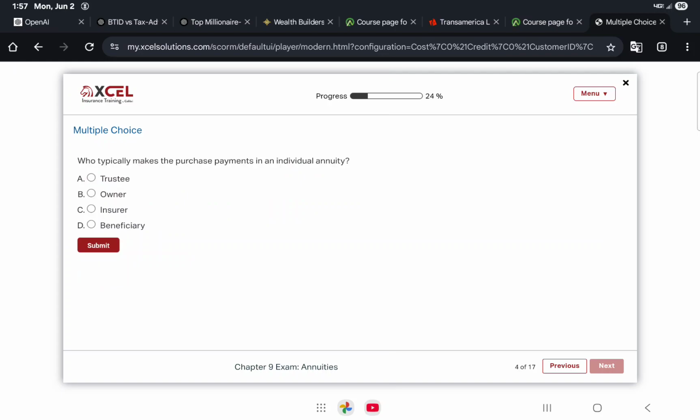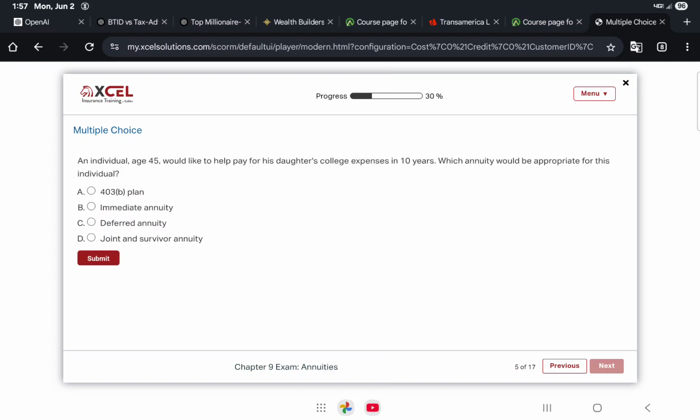Who typically makes the purchase payments in an individual annuity? Usually the owner. An individual age 45 would like to help pay for his daughter's college expenses in 10 years. Which annuity would be appropriate for this? Immediate or deferred? It's going to be deferred.